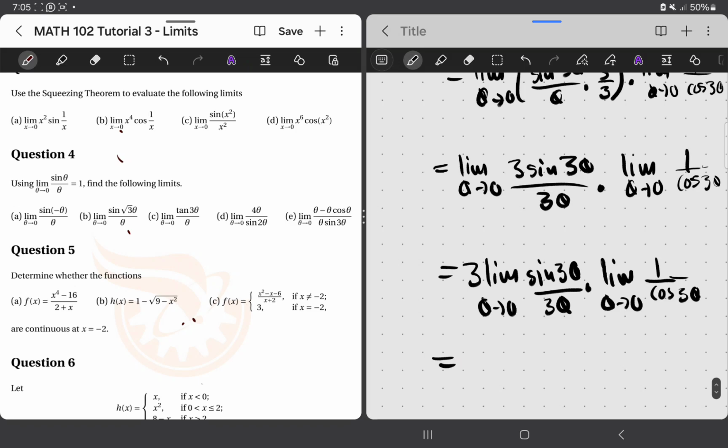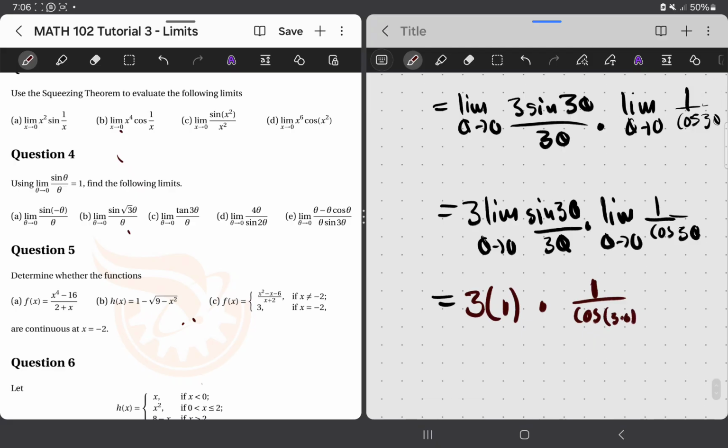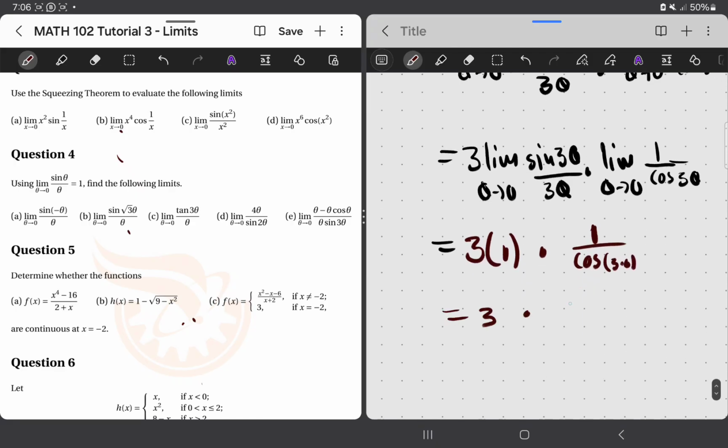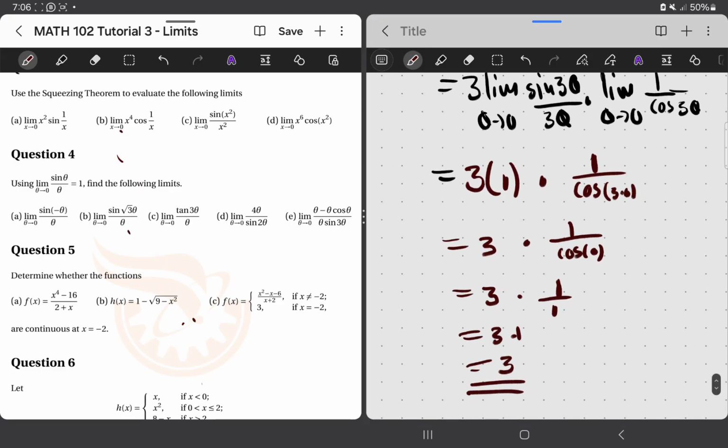Now it's easy for us. This 3 was easy to just move out. It's going to be 3 times, what's the limit of this? It's 1. And times, what's the limit of this? It's going to be 1 over cos of 3 times 0, which is 1 over cos of 0. Cos 0 is 1, so it's 1 over 1, which is 3 times 1, and it's just a 3. So this is your final solution.